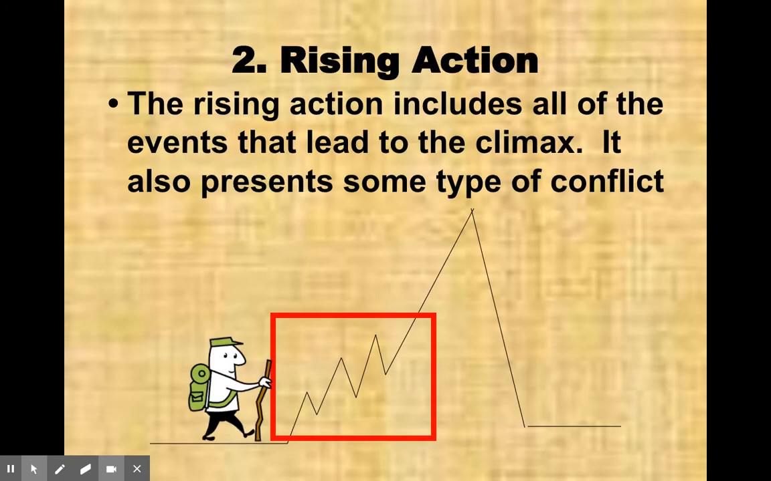So the next thing that I would like you to write down is rising action. And this is the last one that we are doing today. Rising action. So write that down. Rising action includes all of the events that lead to the climax.